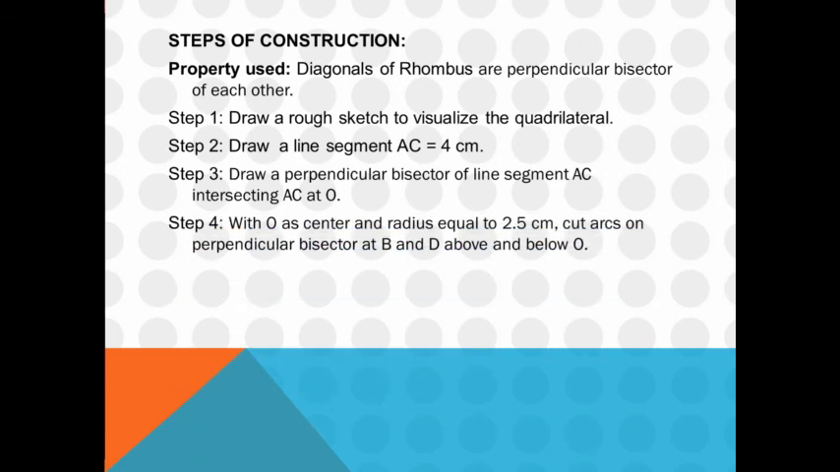With O as center and radius equal to 2.5 centimeter, cut arcs on the perpendicular bisector at B and D, above and below O. On one side we name the intersecting point B, on the other side we name it D. Join AB, AD, CB and CD. ABCD is the required rhombus. So in this way we have constructed some special quadrilaterals and also quadrilaterals with given measures.